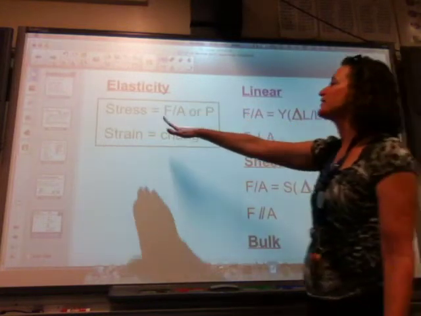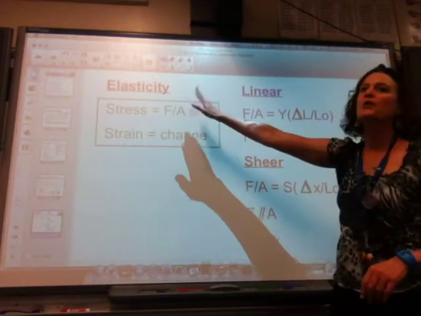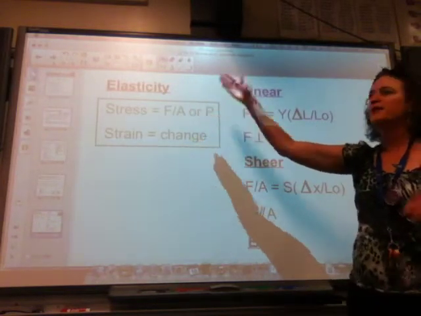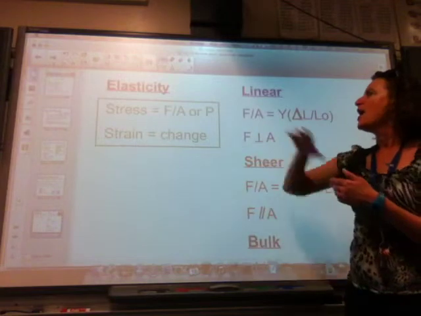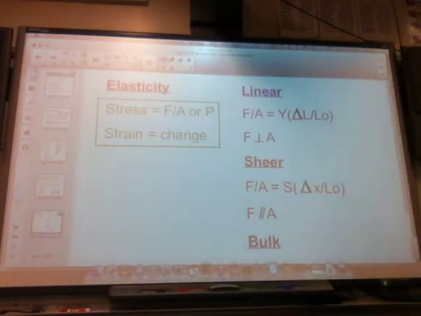Stress is F over A or P. Remember the difference between these two: F over A is either parallel or perpendicular to the surface, and for pressure, it's all the way around. Strain is how much it changes, so delta L per L naught, or delta X per L naught, or delta V per V naught, so how much it changes by.